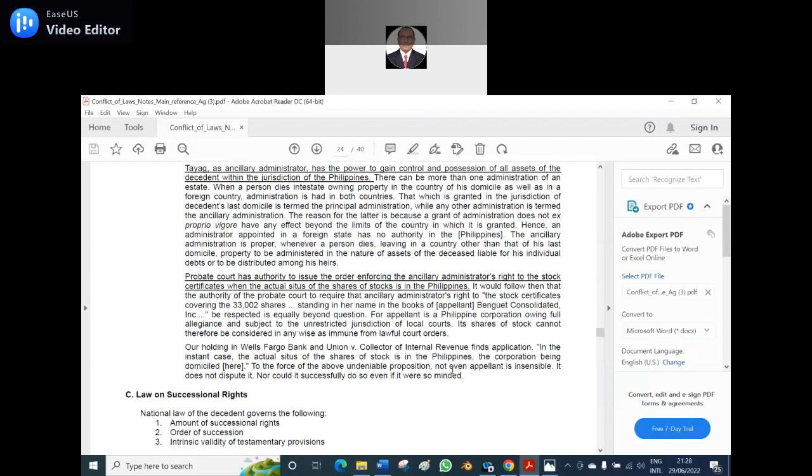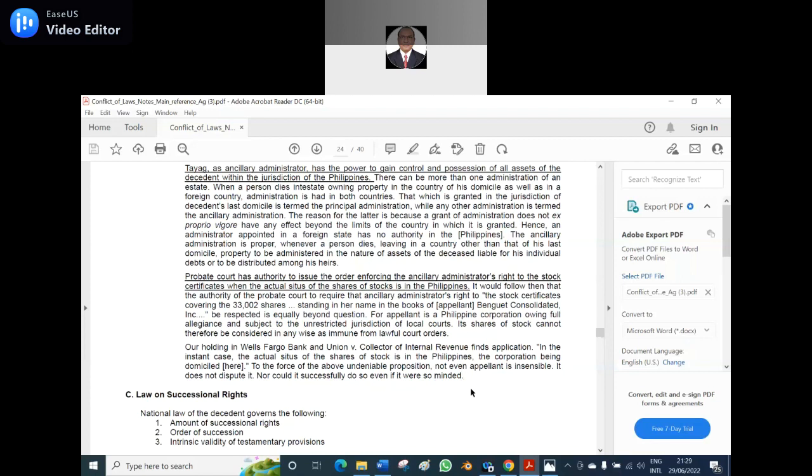So naturally, ancillary is the secondary one. The primary one prevails over the ancillary. Our holding in Wells Fargo Bank and Union v. Collector of Internal Revenue is another case law. In that case, the actual situs of the shares of stock is in the Philippines, the corporation being domiciled here. Given the force of this undeniable proposition, not even the appellant is insensible to it; he does not dispute it, nor could he successfully do so if he were so minded.